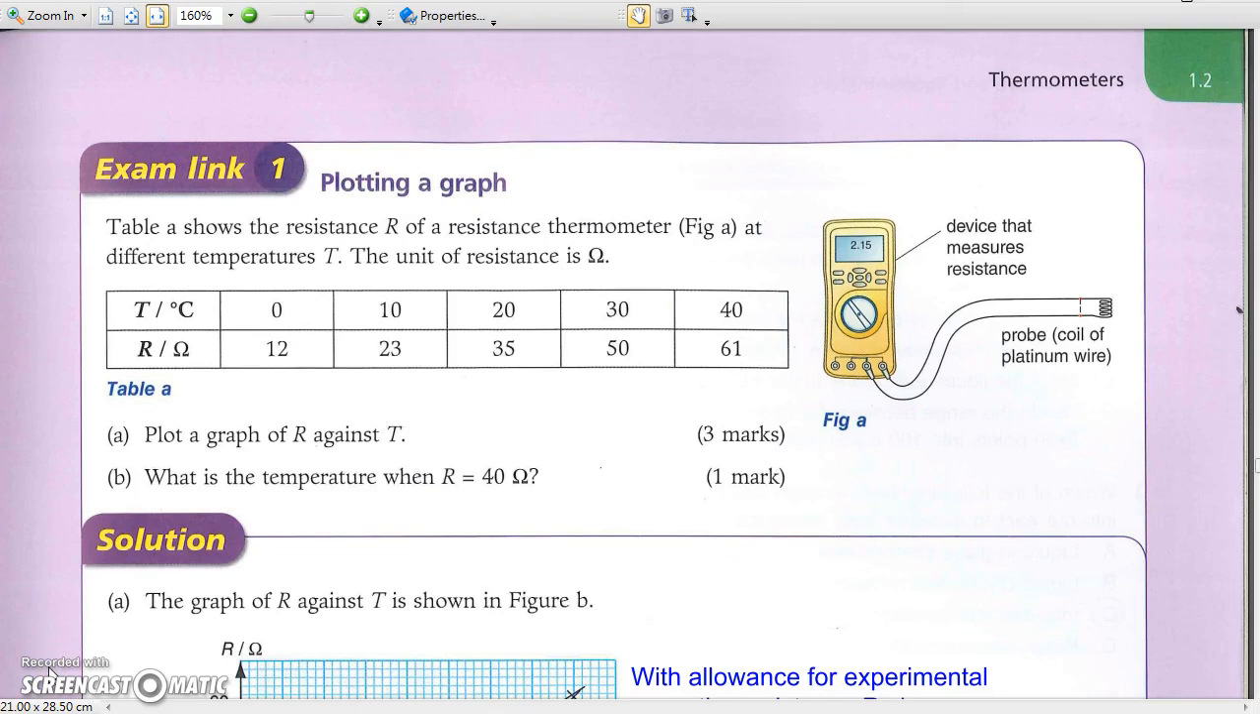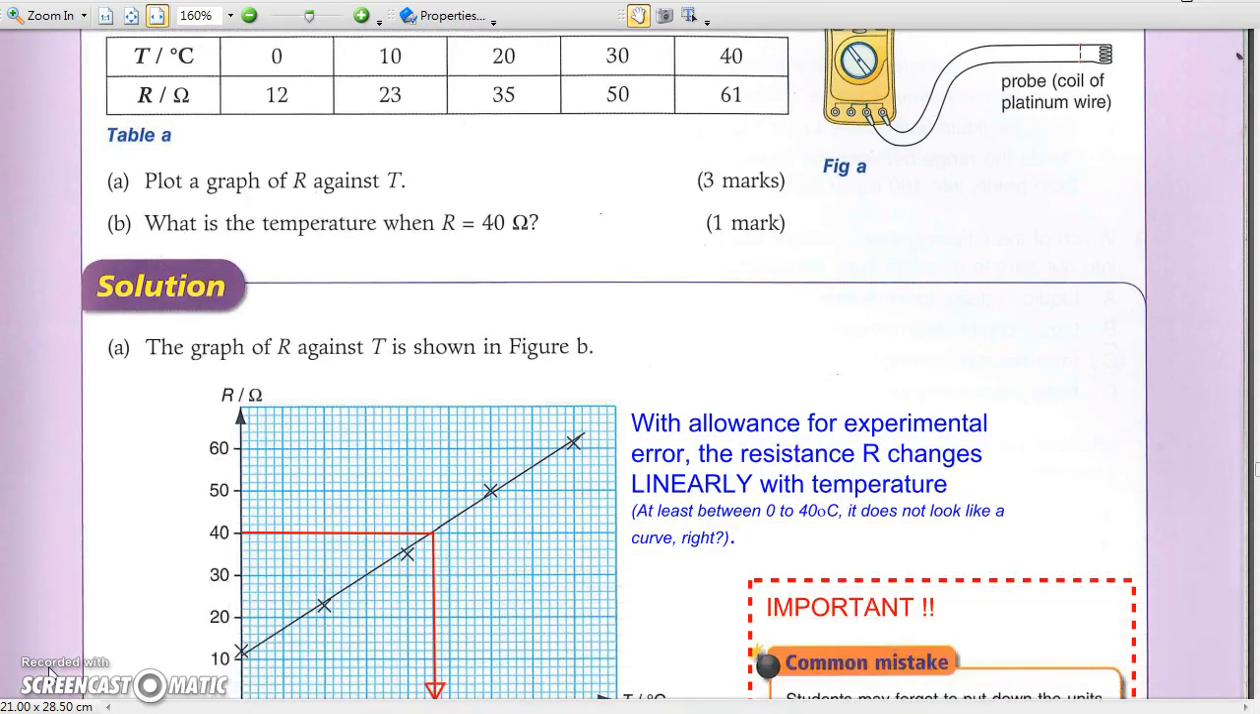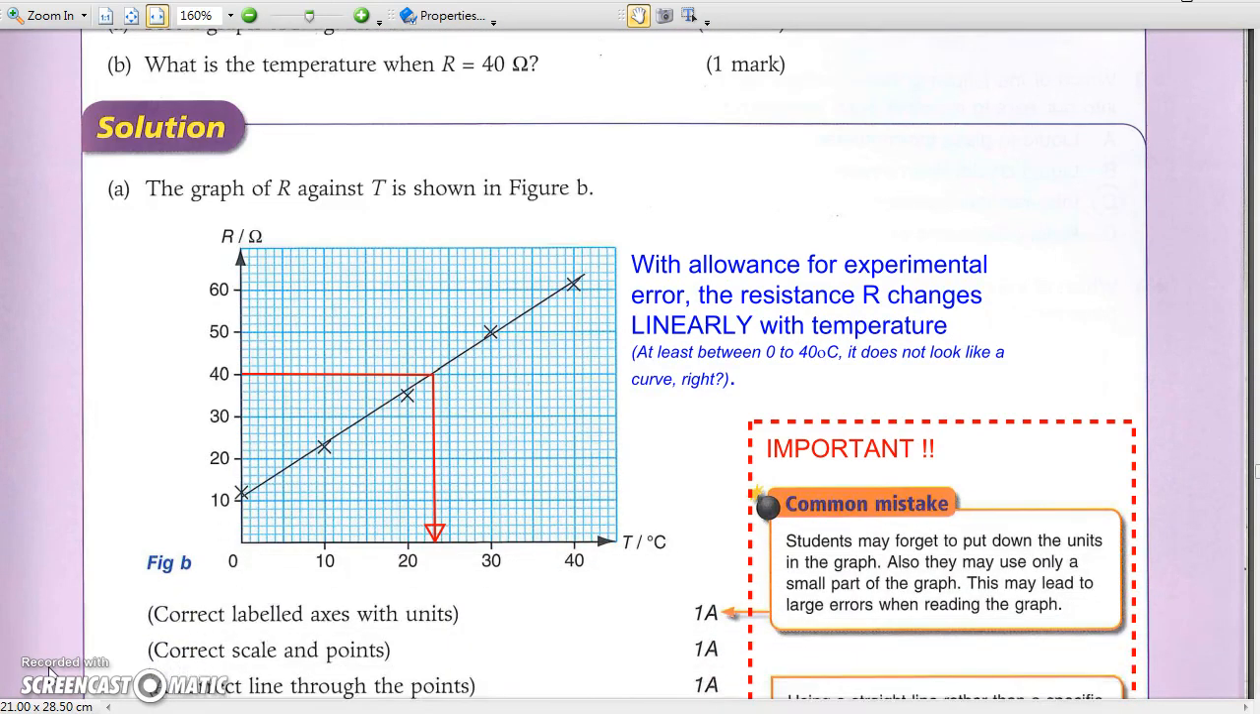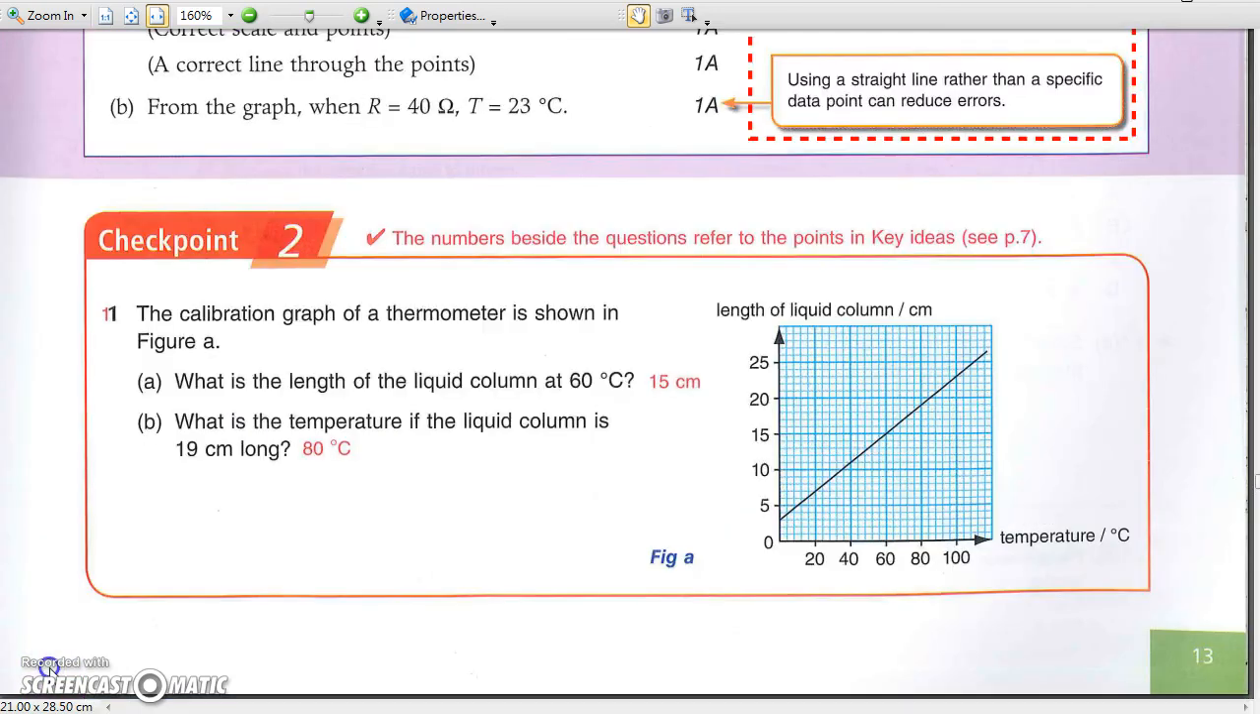Exam link 1. Plotting a graph. The resistance R of a resistance thermometer changes with temperature. In this case, the resistance changes linearly with temperature. We may read from the straight line graph the unknown temperature when R equals 40 ohms, as in Part B. Do check point 2 below.